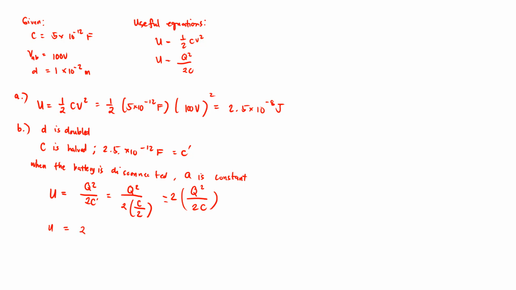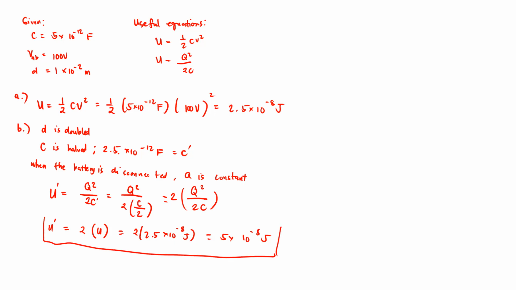So this is U prime, twice that of our original U. So 2 times U, which is 2 times 2.5 times 10 to the negative 8 joules. So you have 5 times 10 to the minus 8 joules. Okay, so this is the new stored potential energy when the separation distance between the plates is doubled and the battery is disconnected. So your electric potential energy stored in the capacitor is doubled.